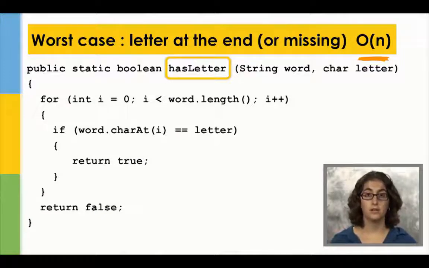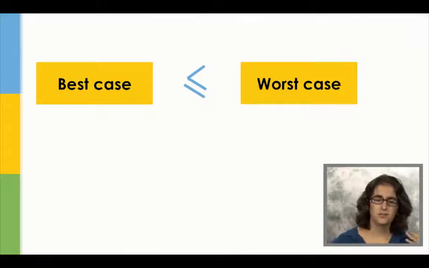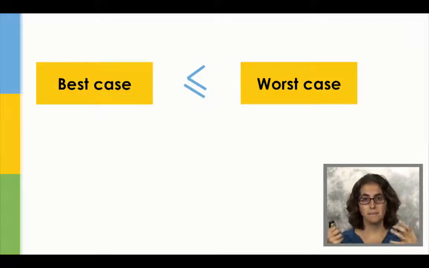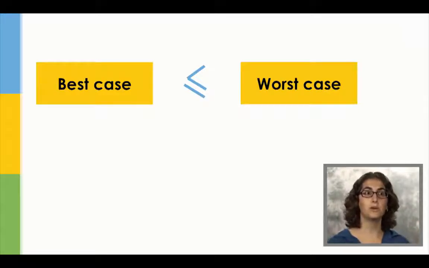Okay, so we've got the best case situation, we've got the worst case situation, and if we think about the meanings here, the amount of time our algorithm takes in the best case will always be shorter than the amount of time our algorithm takes in the worst case.